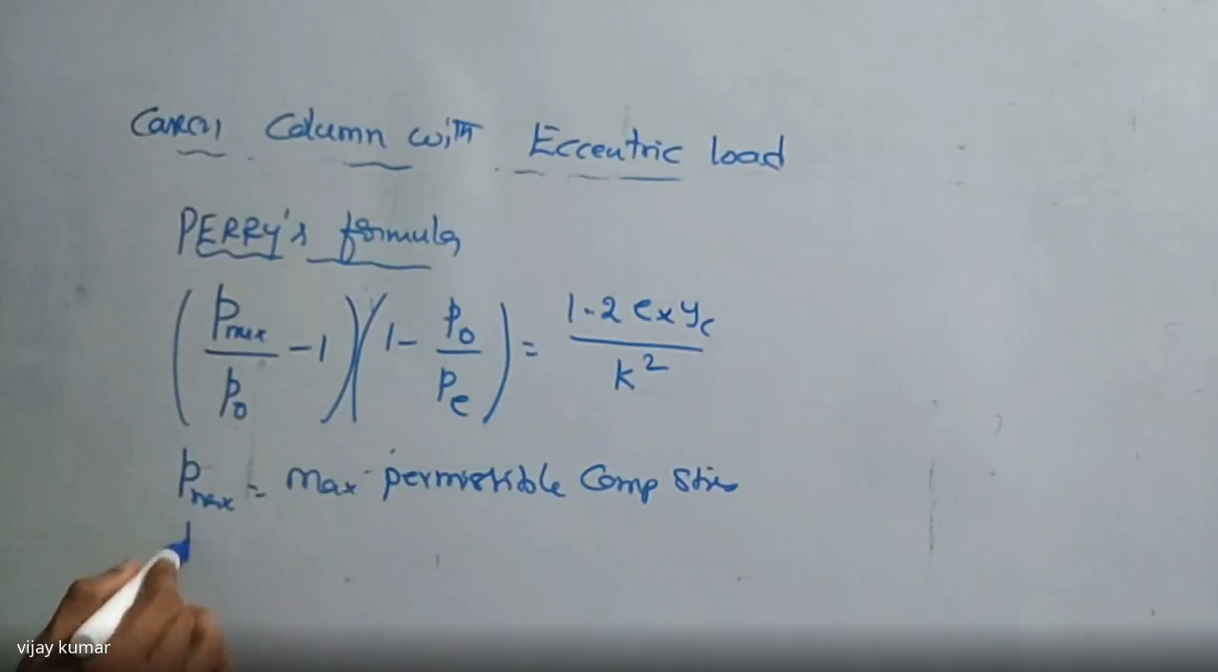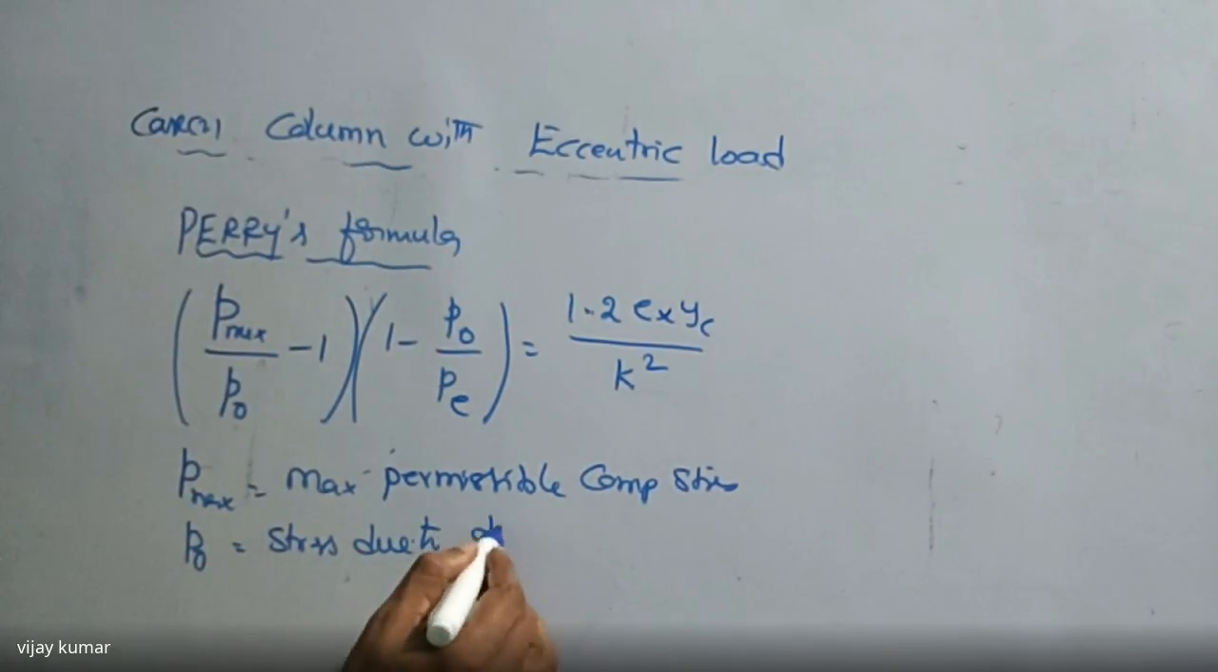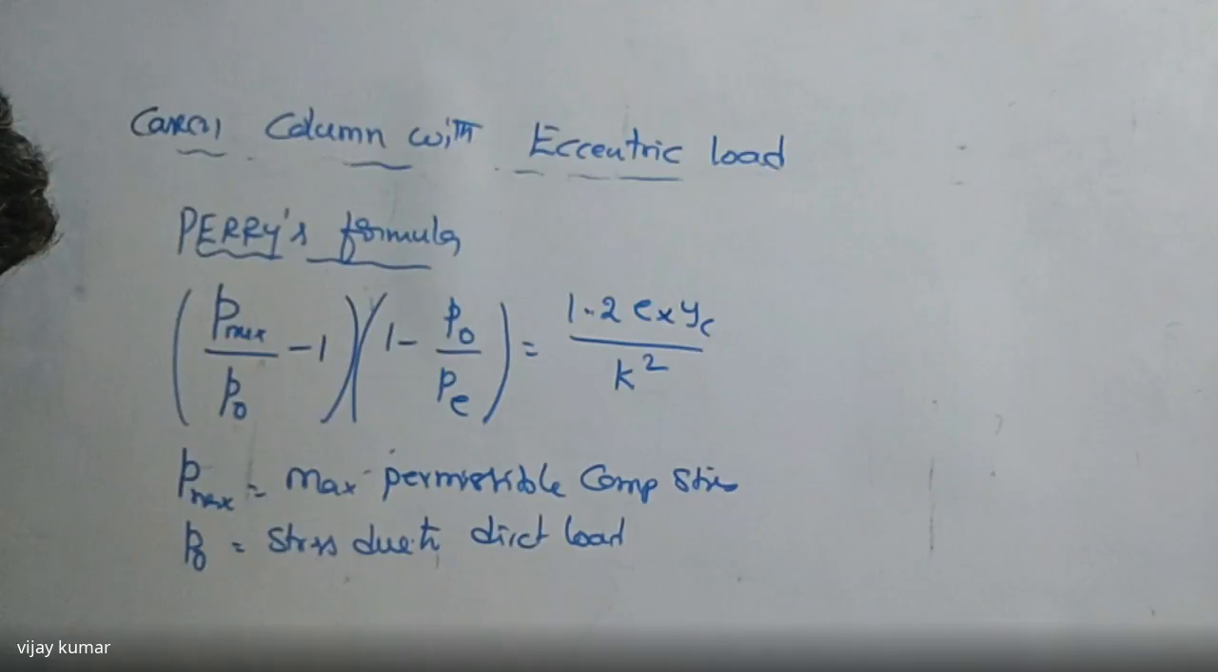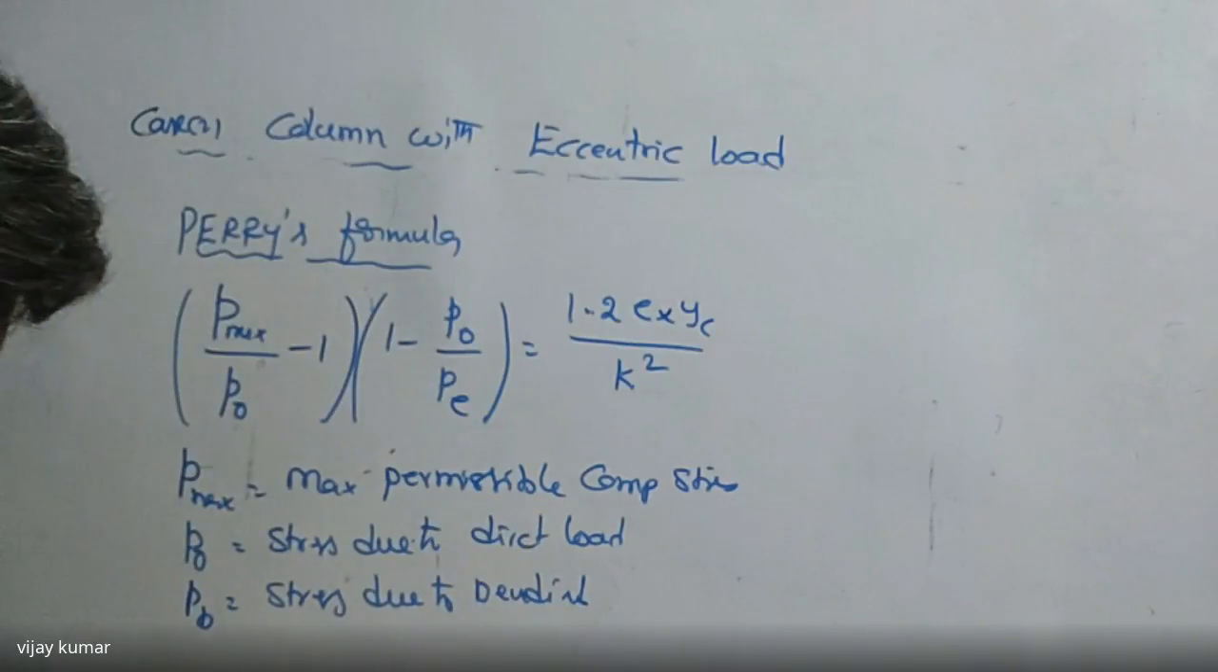And here P naught is also there. That is P naught, stress due to direct load. And here sigma B is the stress due to bending. You got my point or not? Right. So these are the values here.